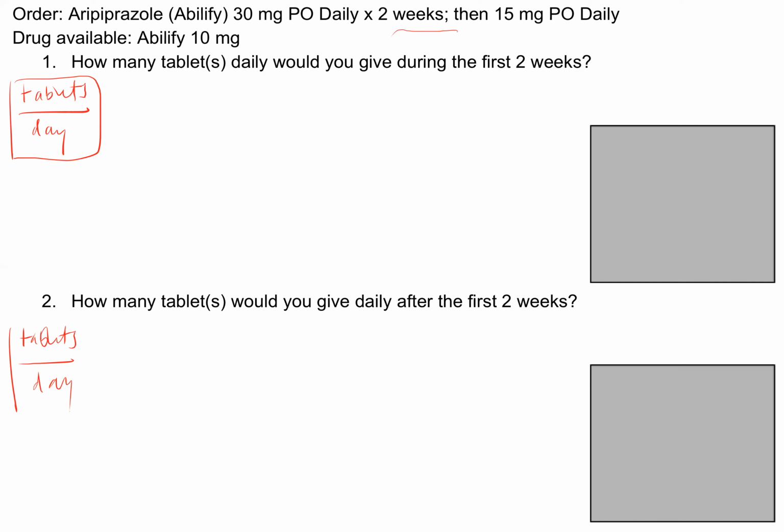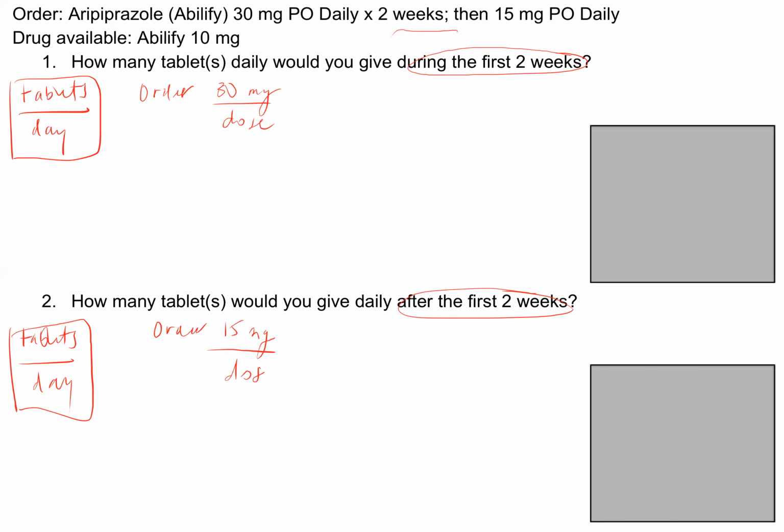The only difference is number 1 is asking for the first 2 weeks. Number 2 is asking for after the first 2 weeks. As you can see from the order, number 1's order is 30 milligrams per dose, while number 2, the order is based on 15 milligrams per dose. The availability and frequency will be the same for numbers 1 and 2. Availability is 10 milligrams per tablet. Frequency is 1 dose per day.